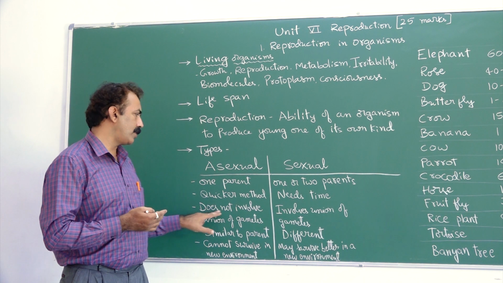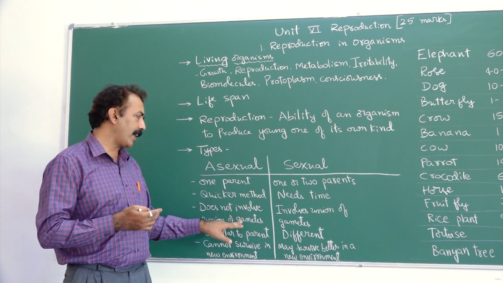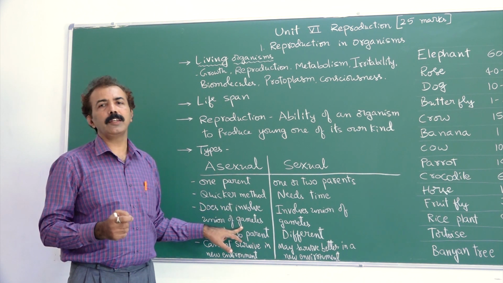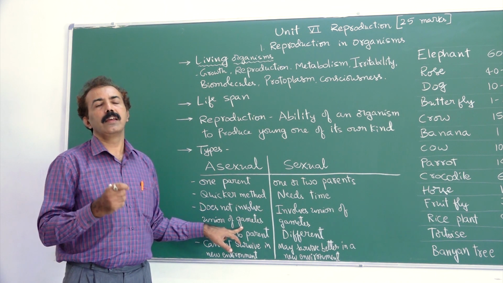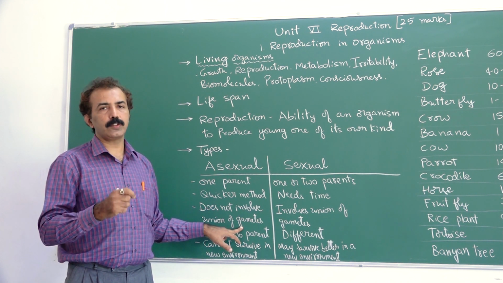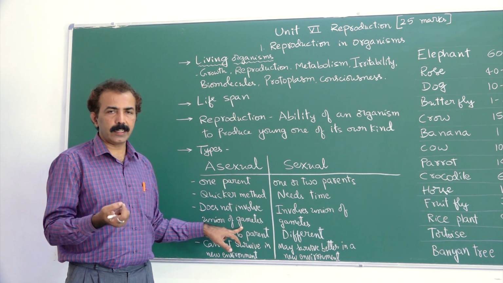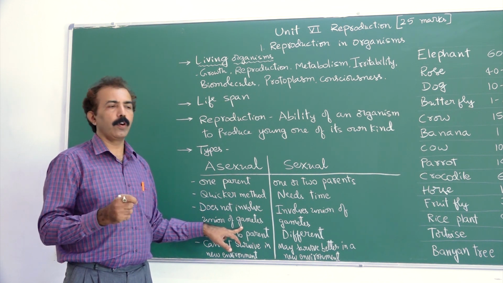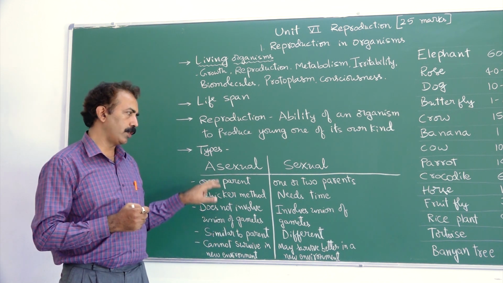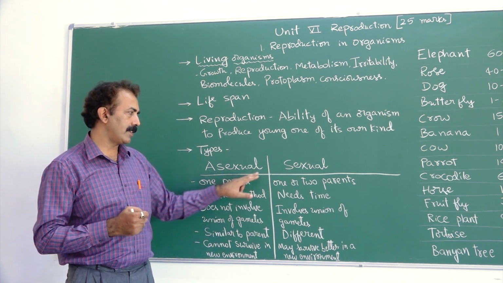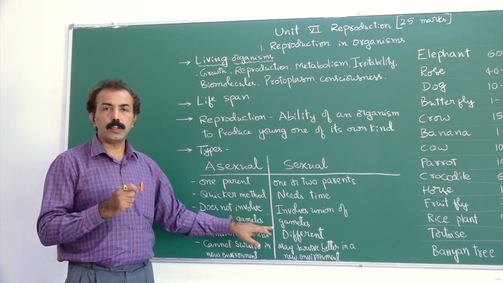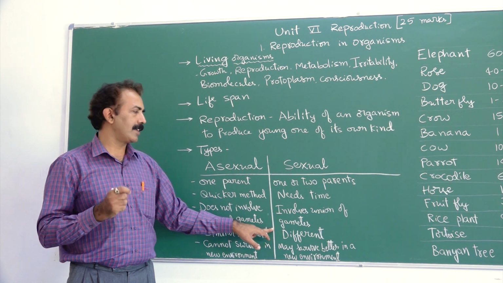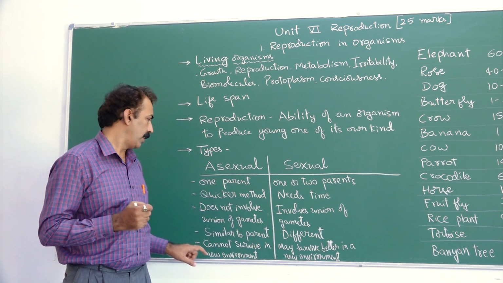Asexual reproduction does not involve union of gametes. Gametes are nothing but special cells which unite and give rise to the young one of the next generation. Gametes are not involved in asexual reproduction, whereas sexual reproduction involves union of special cells called gametes.